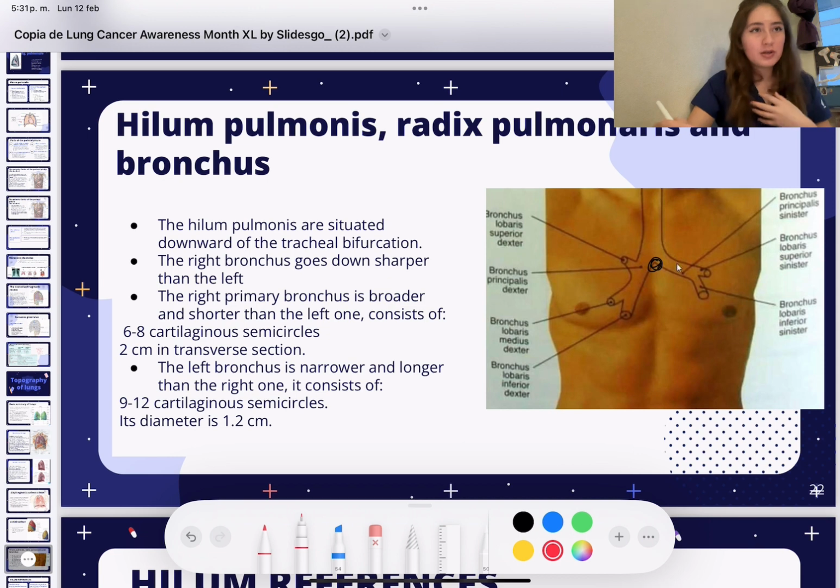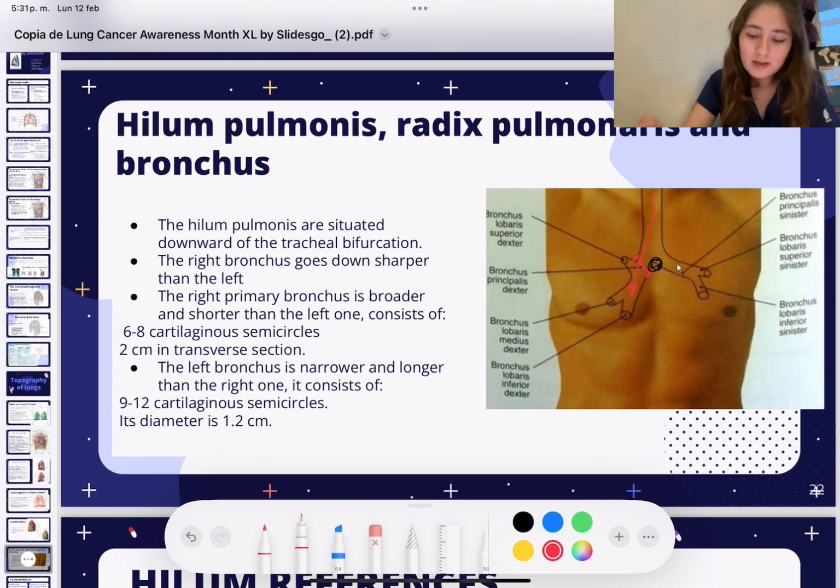Like when we're choking on some food or something like that, it more often goes into the right one because it's broader than the left one and straighter. So the food usually goes through the right bronchus.